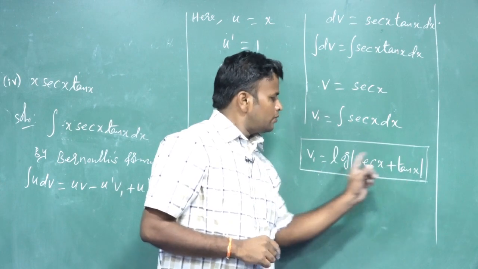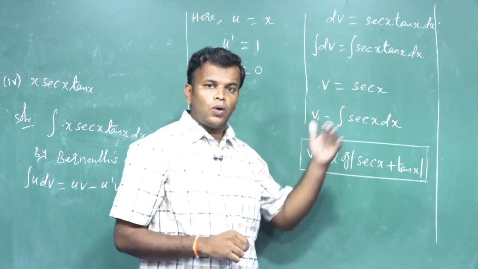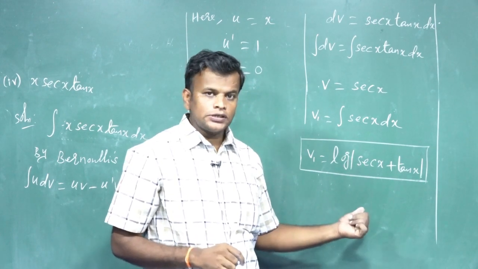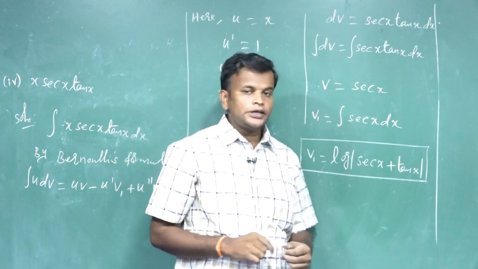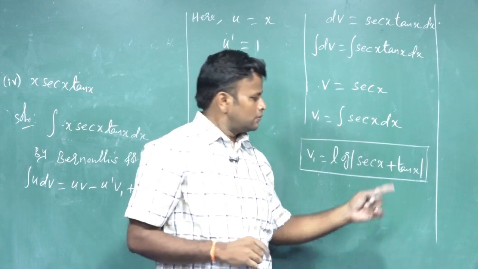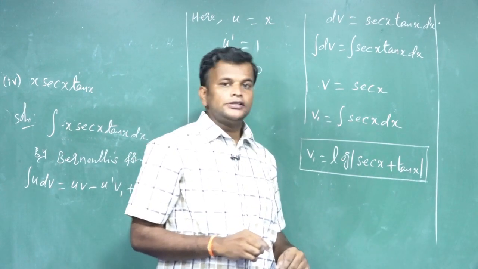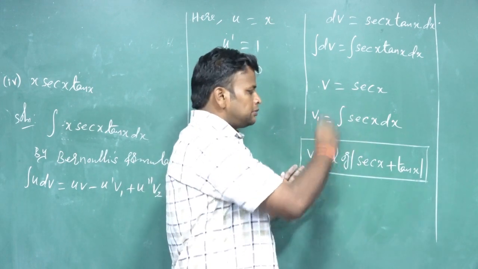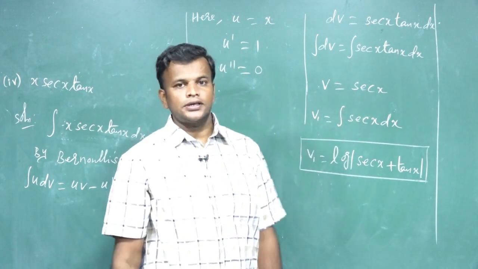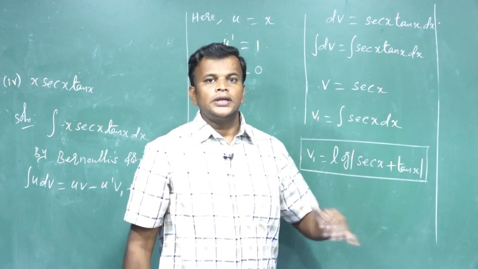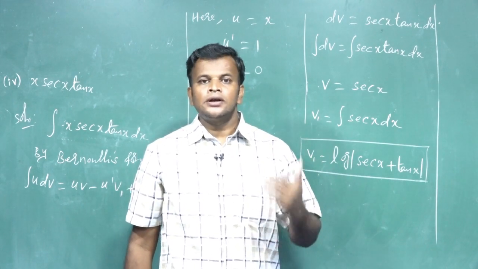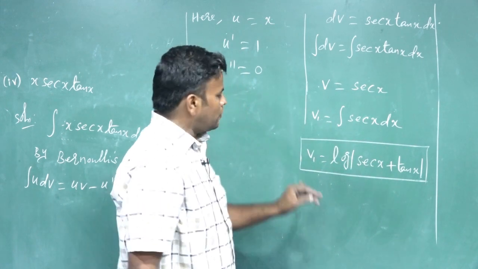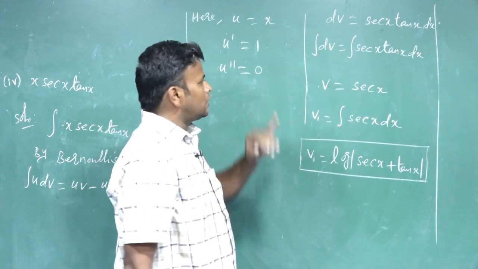First of all, differentiating log of modulus secant x plus tan x gives 1 divided by secant x plus tan x, as it is a composite function. Again, the differentiating of secant x is secant x tan x, plus the differentiating of tan x is secant square x. So if we take secant outside, denominator and numerator fully cancel, and we get secant. So now the integrating of secant x is log of modulus tan x plus secant x. So we find up to v1 only because the u double dash value is 0.